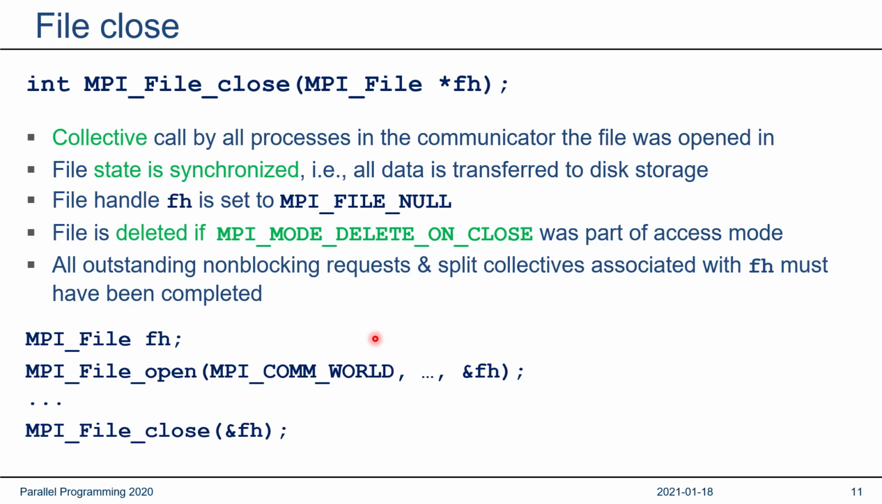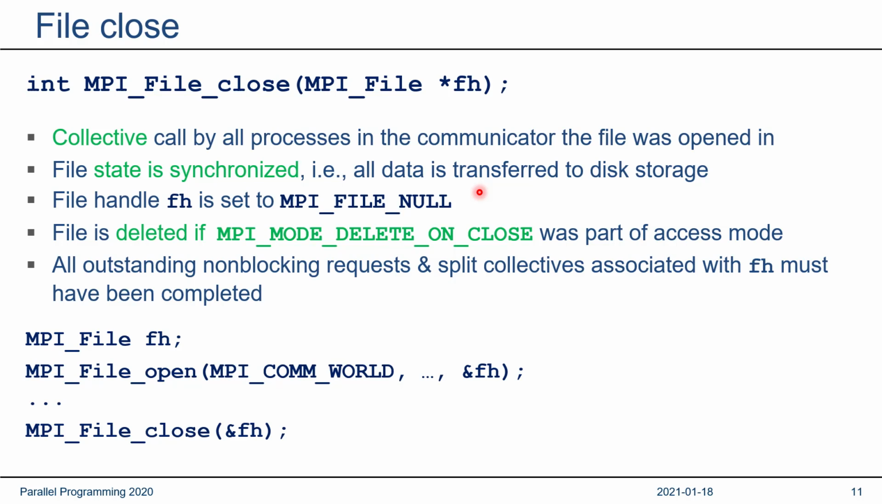At the end of the program, we usually close the file again, of course. All you need to specify here is the pointer to the file handle. It's also collective across the communicator in which the file was opened. The state is synchronized, so the standard specifies that all the data that might be buffered is transferred to disk storage, and the file handle is invalidated in a sense, so it's set to a special value called MPI_FILE_NULL, which means you can always check whether a file handle is valid or not by comparing it to the special value MPI_FILE_NULL.